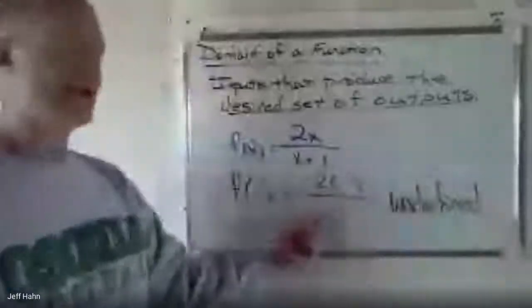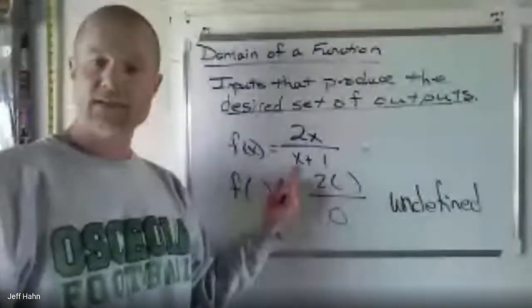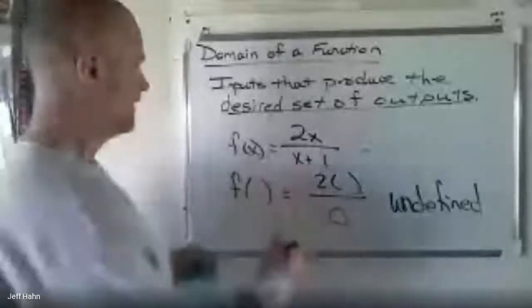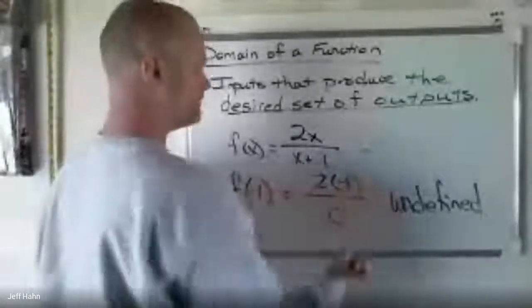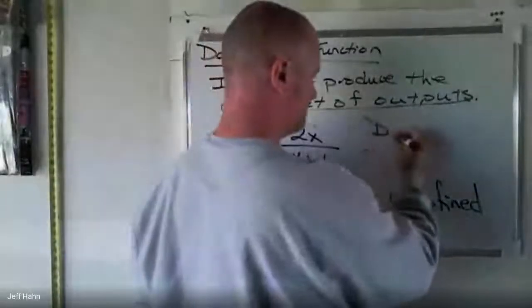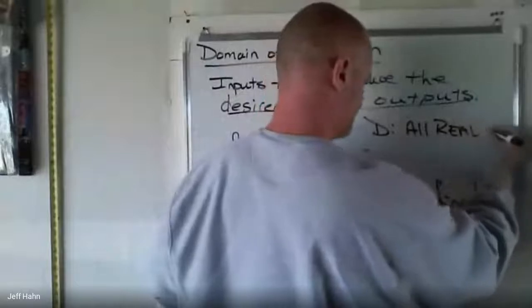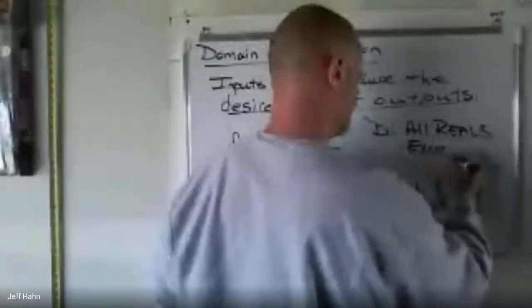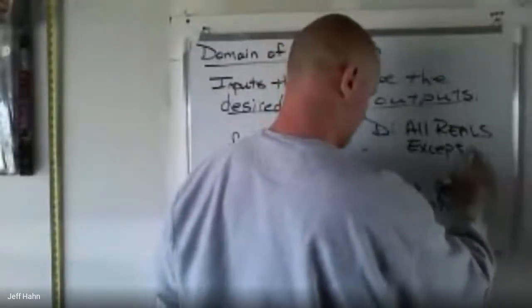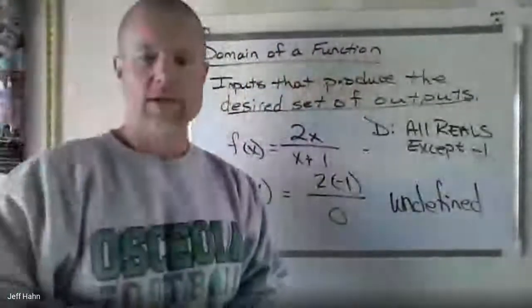Well, what x value, what input, is going to give us 0 here? Look here. This is going to be -1 plus 1. So f of -1 would give us division by 0, that's undefined. So our domain is all reals except -1. Okay, so there's your quick domain lesson.